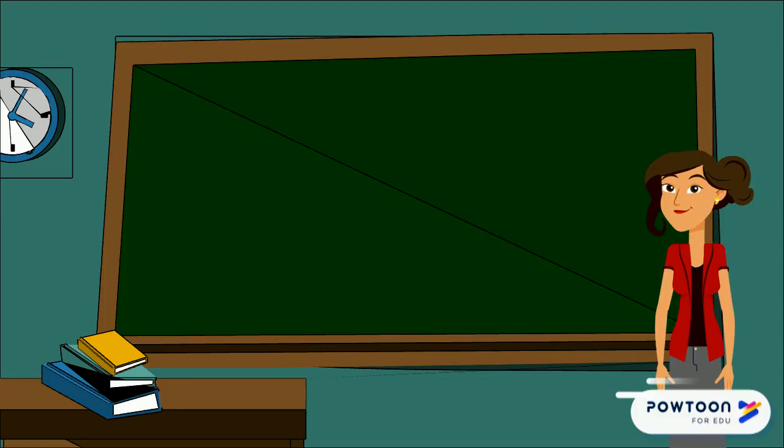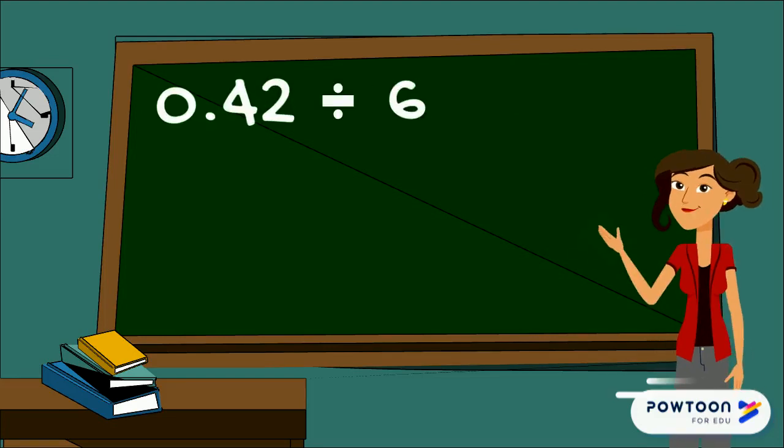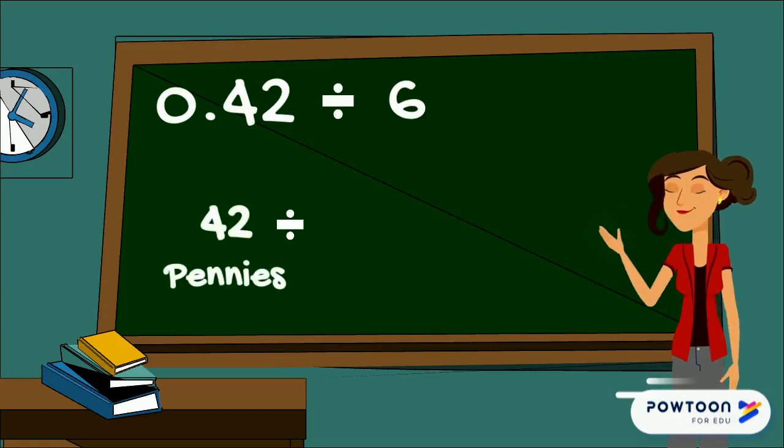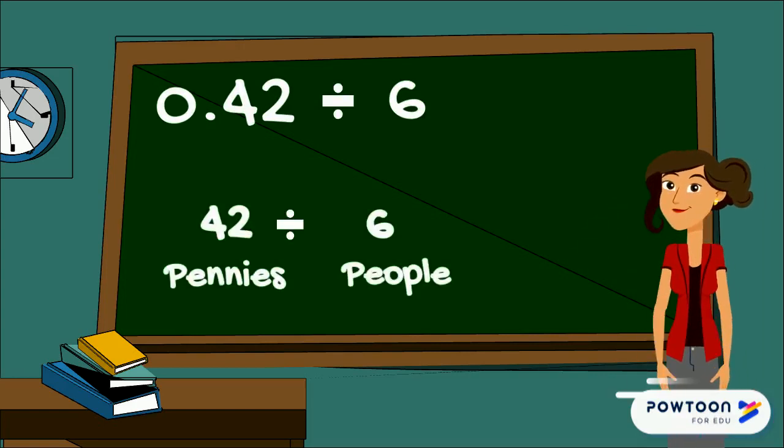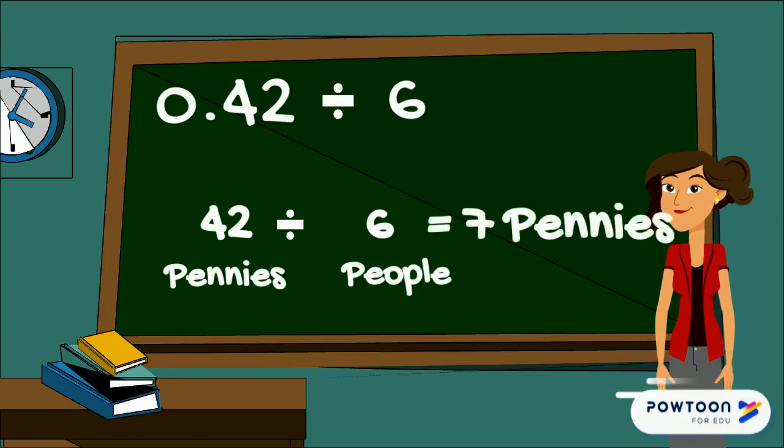Now, it's your turn to find 42 hundredths divided by 6. Remember to ask, if I have 42 pennies to distribute among 6 people, how many pennies does each person receive? Now, write the answer as a decimal.